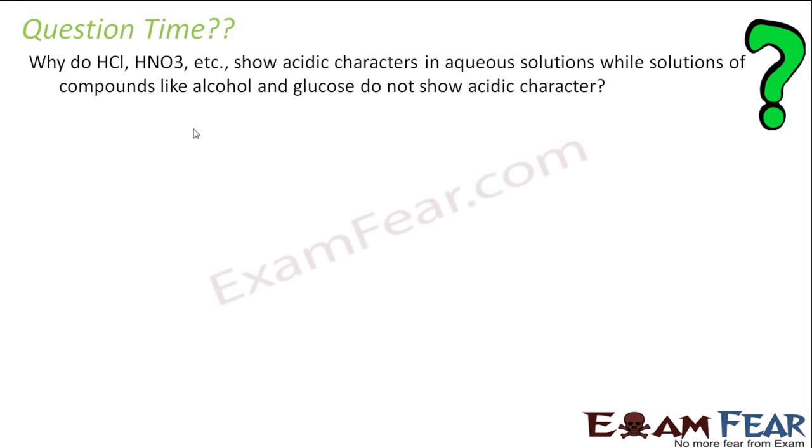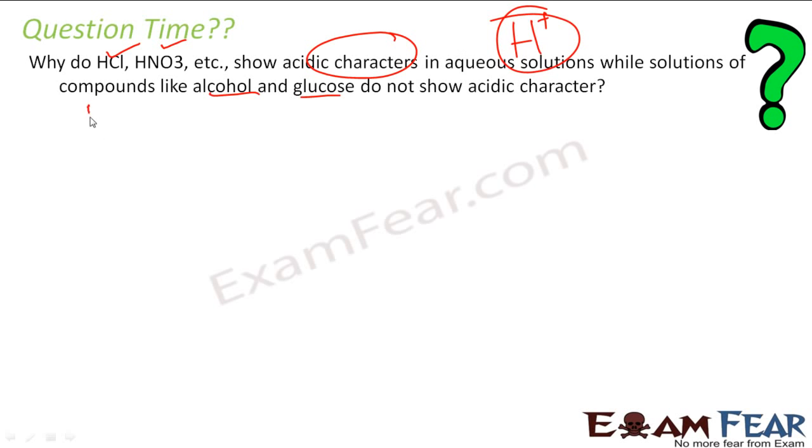The next question is, why do hydrochloric acid and nitric acid show acidic character in aqueous solution, while compounds like alcohol and glucose don't show acidic property? The reason is, again, for acidic property you need H plus, right? So you take HCl or nitric acid, HNO3. When you put these in water, they give H plus ions, and this H plus ion is responsible for the acidic nature of the acid.